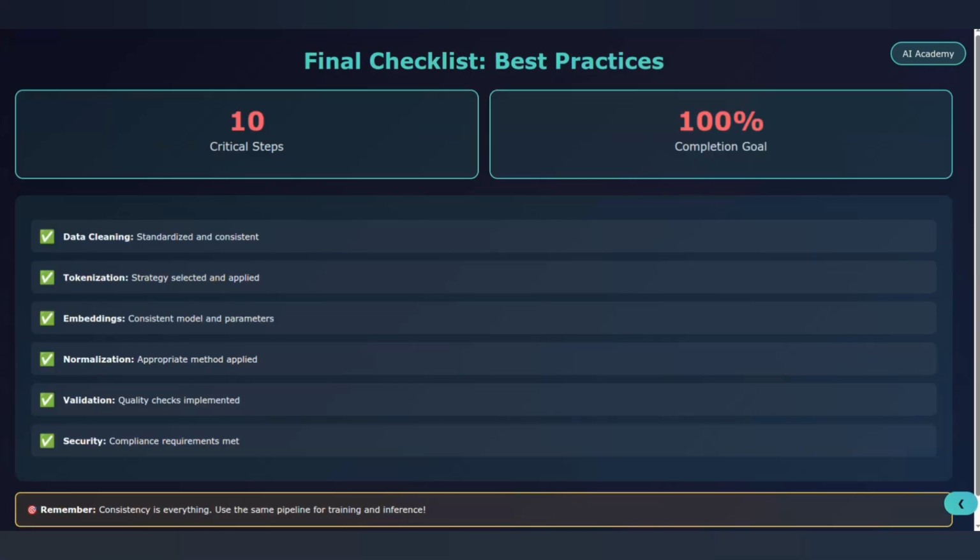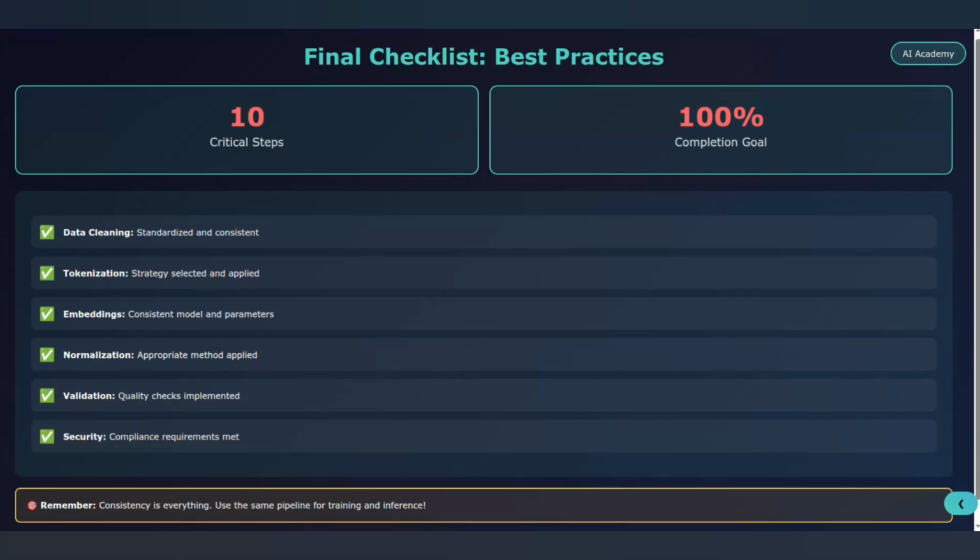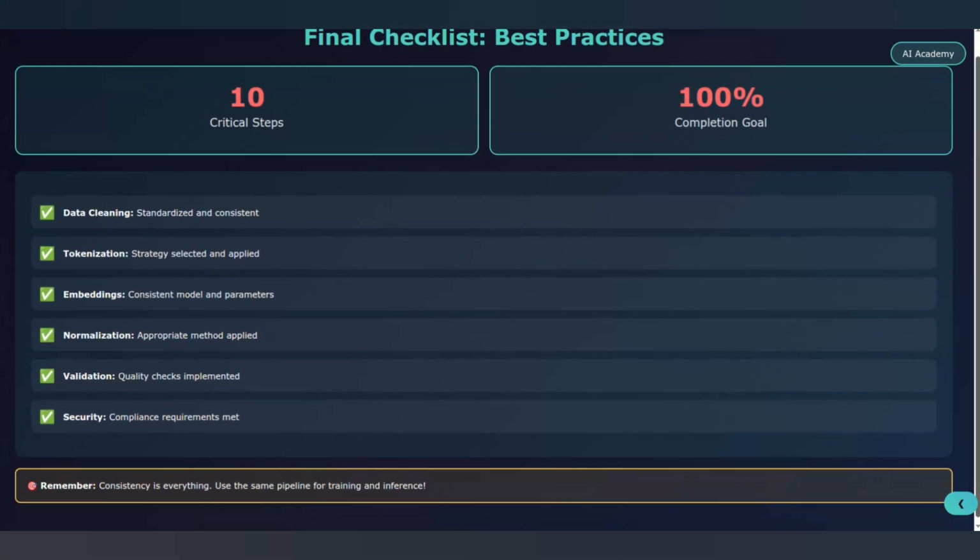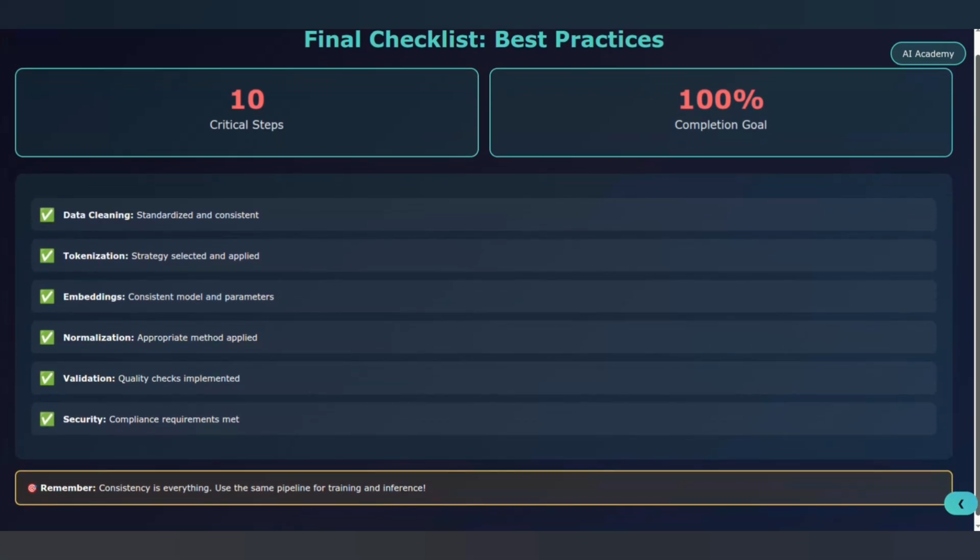Let's wrap up with your complete pre-processing checklist. I recommend bookmarking this section. Here are the key quality metrics you should track. Embedding consistency, same model, same parameters. Vector magnitude, consistent normalization. Metadata integrity, 100% synchronization. Processing speed, batch efficiency metrics. Security compliance, audit trail completeness.